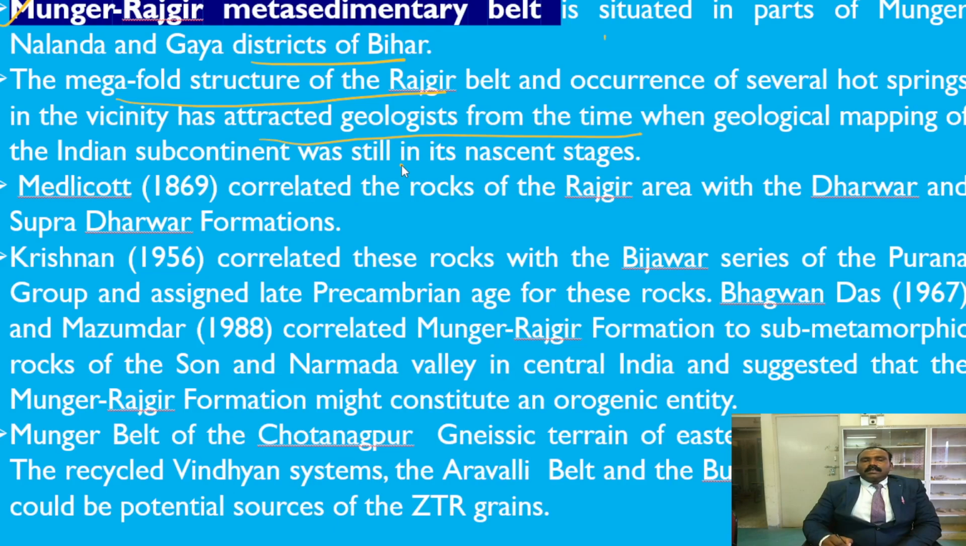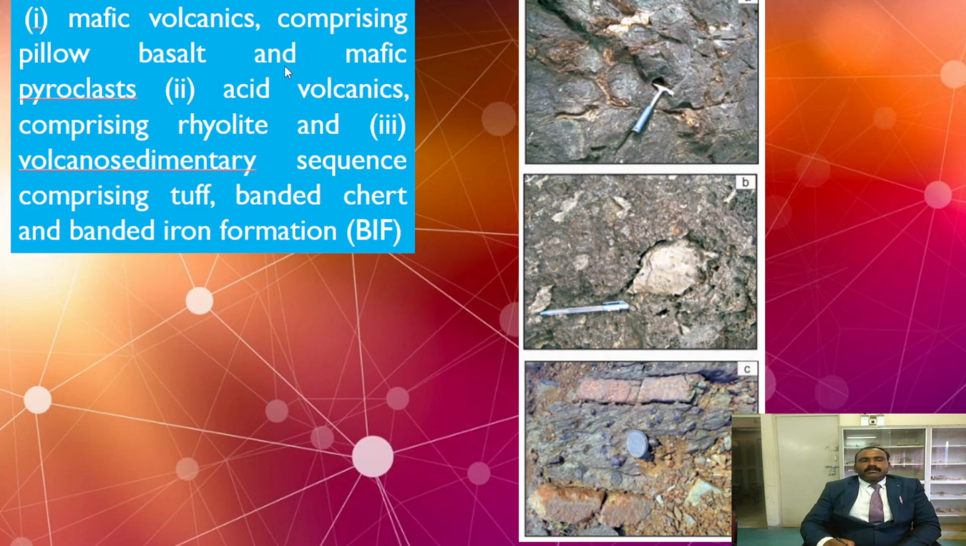Medill Quartz and other work, particularly the Krishnans in 1956 and then Mazumdar in 1898 and so on, that the other Chhatarpur Nizik terrains and the Eastern Peninsular India were recycled, the Vindhyan systems were Aravalli built, and the Bundelkhand granites could be a prominent source, that is the Jhatiyar granites. This is in mafic volcanic rocks which are covering the major components of the BIF, that is in banded iron formation, which is also prominent in this, particularly the Munger region.